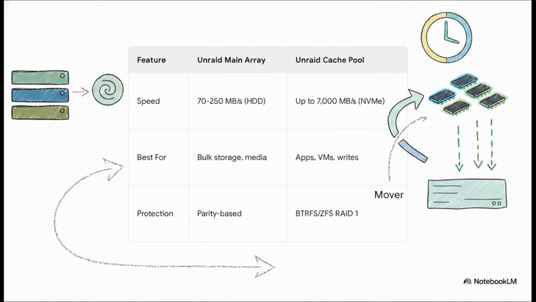UNRAID uses a really fascinating method to balance its speed and capacity. Because the main array writes files to individual disks and calculates that parity in real time, it's pretty much limited to the speed of a single hard drive, which is around 70 to 250 megabytes per second. To get around this, UNRAID uses cache pools. You can take lightning-fast NVMe SSDs and pair them up in a BTRFS or ZFS mirrored pool. That means your new files, apps, and virtual machines live on the super-fast cache pool during the day, and then a scheduled mover transfers that bulk data down to the slower array at night. It's an incredibly efficient setup for a home user.